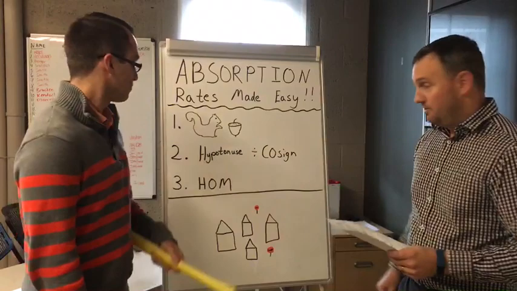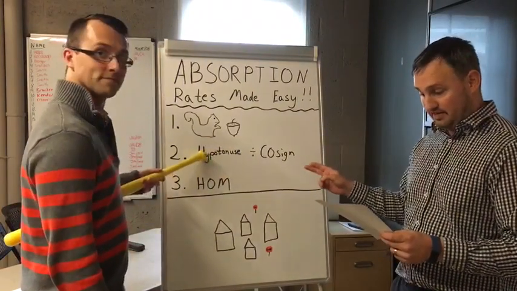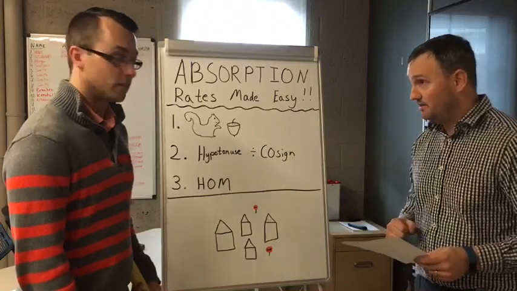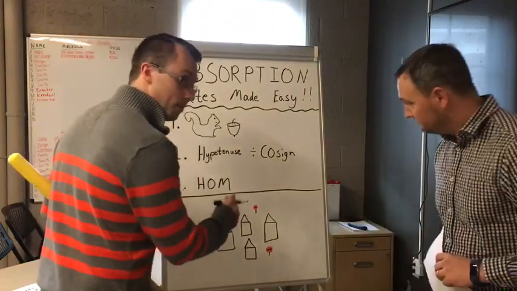So second, you're going to want to find the hypotenuse of a neighborhood by dividing using cosine. Derek, would you show us how to find the hypotenuse of a neighborhood? Sure, man. It's actually really basic math here.